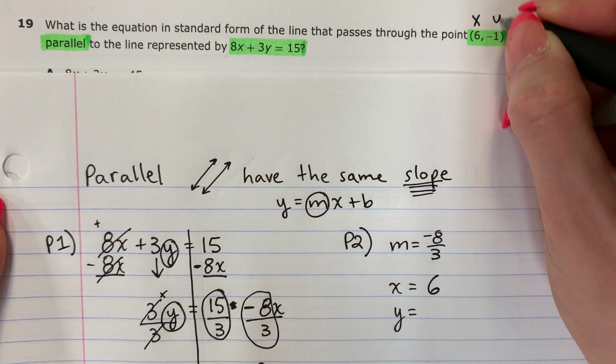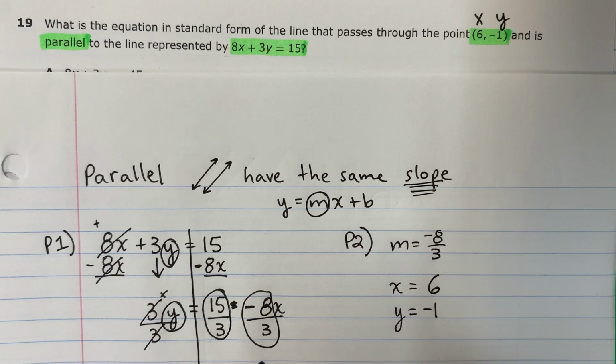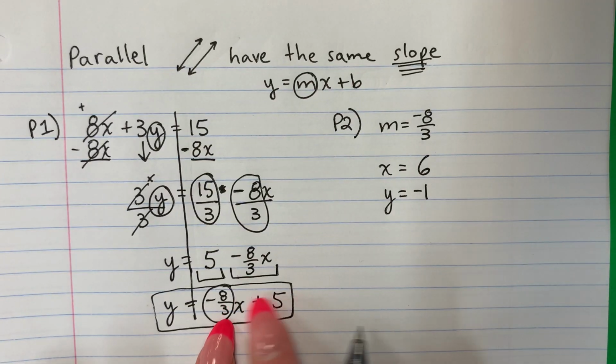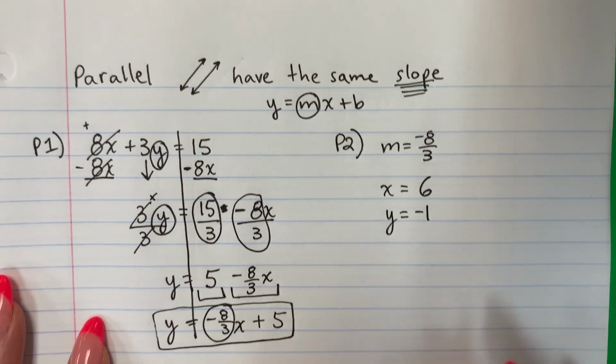Y is negative 1. Y es negativo 1. Okay? So I don't need any other numbers from here. No necesito más números de aquí. No more numbers from here. This is the only one that I needed.